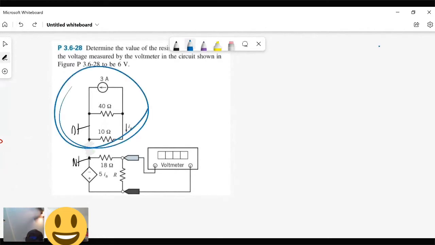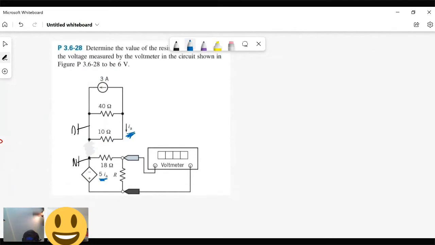So this guy is going to create the conditions for him to work. How do I know that? Because this is where my IA is, and this is where IA is. Make some sense? Mm-hmm. So the first thing I'm going to do is solve this circuit right here, and that circuit is a current divider. So that's really easy. So I'm going to say IA is going to be negative. IA equals negative 3 times 40 divided by 50, which is 120 over 50, which is 12 over 5. And that's going to be amps.